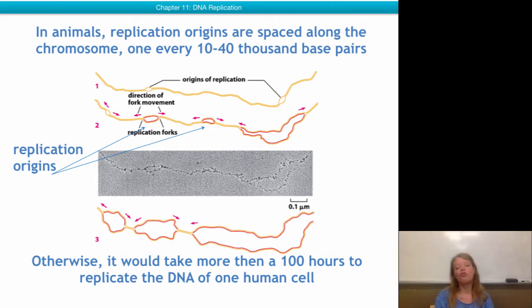They have one origin of replication every 10 to 40,000 base pairs, both in yeast, which is a primitive eukaryote, and in humans. The reason for that is because eukaryotes have a lot more DNA than bacteria do. We have a lot of regulatory sequences, a lot of random transposons, all these promoters, all these introns, so much DNA. If eukaryotes used only one origin of replication per chromosome, they would take more than 100 hours to replicate the DNA of an average human cell, because again, we're working with 10 to the 9th base pairs that the DNA polymerase has to replicate.